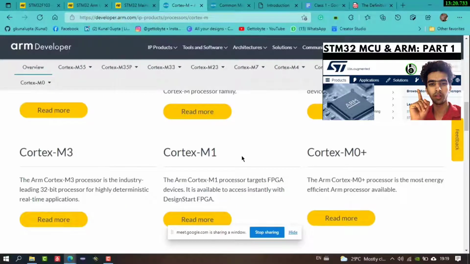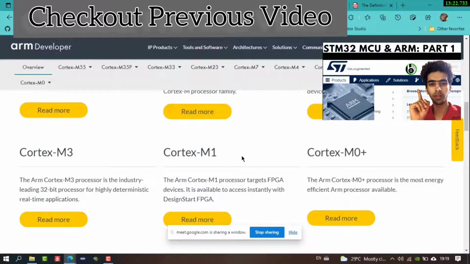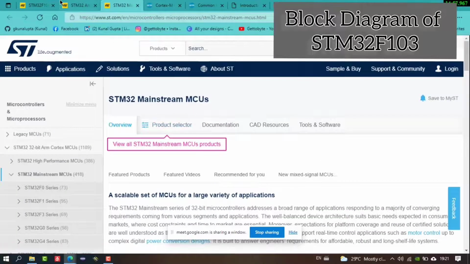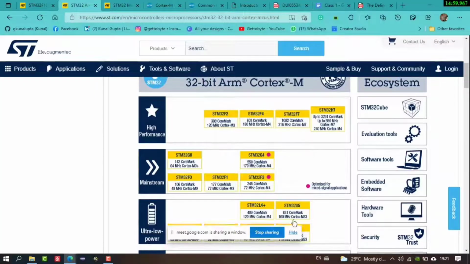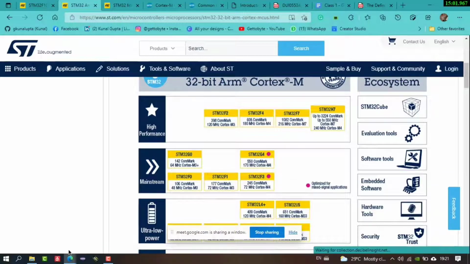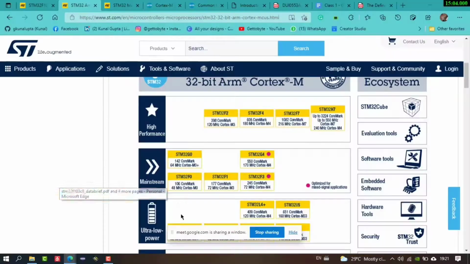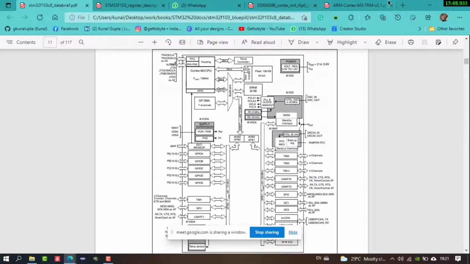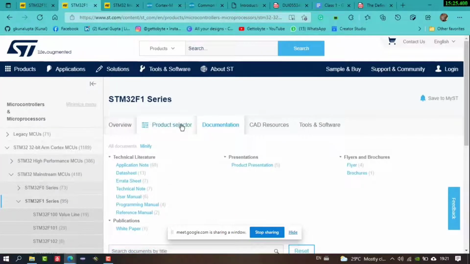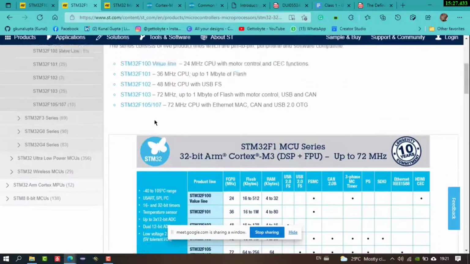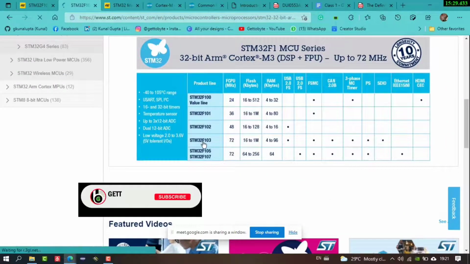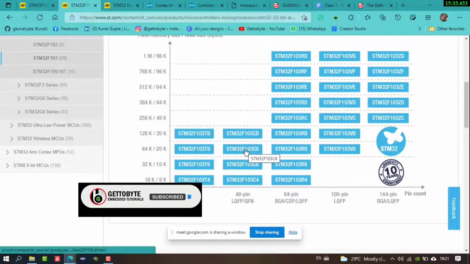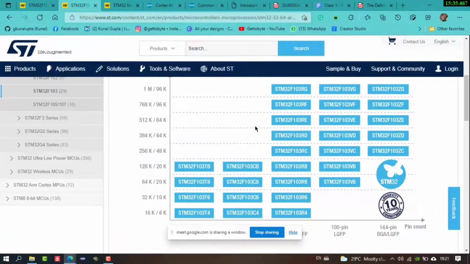I have told you the differentiation between the STM32 family, subfamily, and the block diagram of our STM32 F103. Okay, so now let's come to another window to navigate through the website of our STM32 F103. First we will select the F103, then we will select the microcontroller depending upon the flash memory which we have.